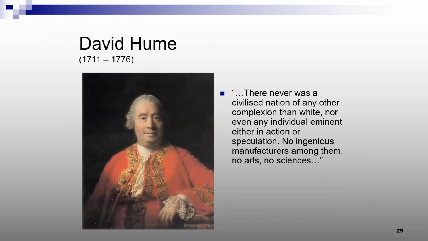And then when we start to see other ones, the father of the Enlightenment period, the Scottish David Hume, now turns around to say, using philosophy, "There never was a civilized nation of any other complexion than whites, nor even an individual eminent, either in action or speculation. No ingenious manufacturers among them, no arts, no sciences." But I just showed you the ancient Egyptian civilization. I talked about the Sumerian civilization and the Dravidian civilization of Mohenjo-Daro and Harappa.